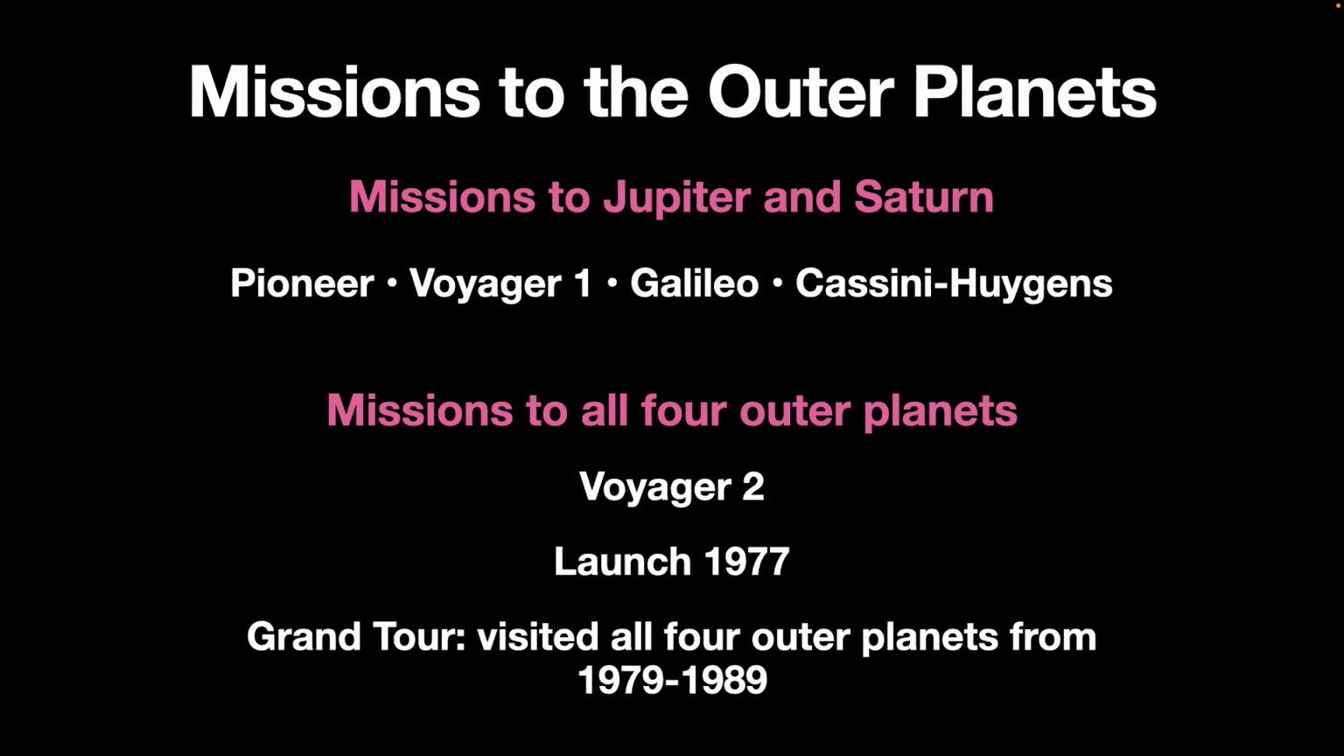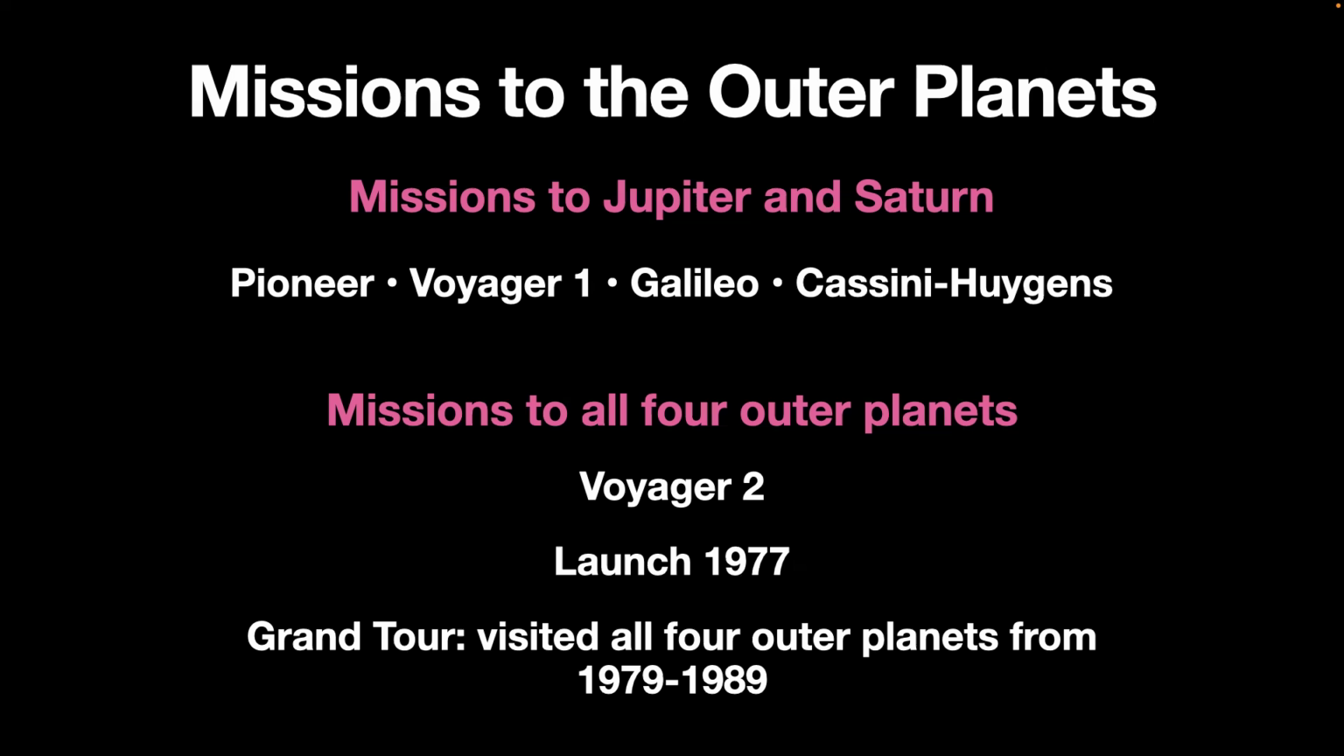So Jupiter and Saturn have been visited by missions called Pioneer, Voyager 1, Galileo, and Cassini, or sometimes it's called Cassini-Huygens. Voyager 2 is the spacecraft that performed flybys of all 4 outer planets, called the Grand Tour. It flew by Jupiter in 1979, Saturn in 1981, Uranus in 1986, and Neptune in 1989. So Voyager 2 is the only spacecraft to have ever visited Uranus and Neptune.